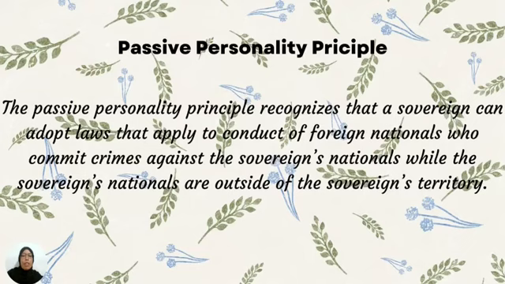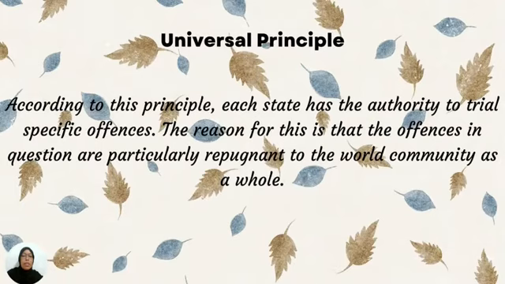Next, the passive personality principle. The passive personality principle recognizes that a sovereign can adopt laws that apply to the conduct of foreign nationals who commit crimes against the sovereign's nationals while those nationals are outside of the sovereign's territory. Under this principle, a state may assert jurisdiction to try a person for crimes committed abroad that have impacted or may affect its nationals.